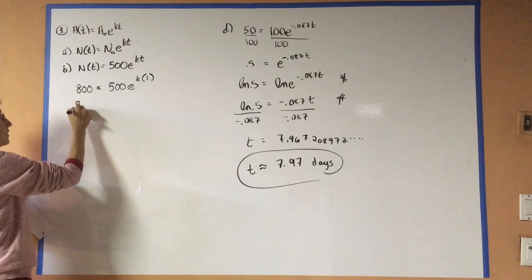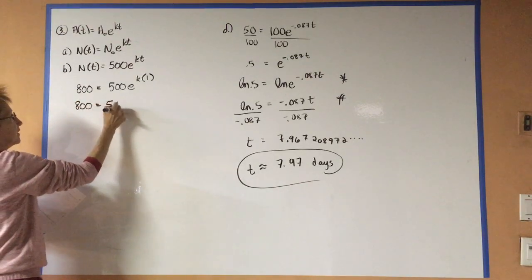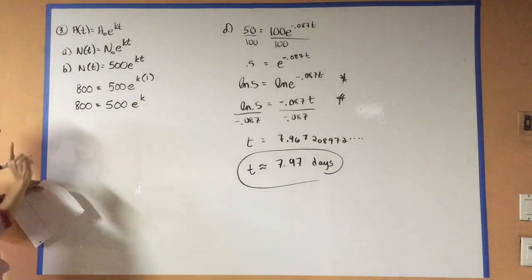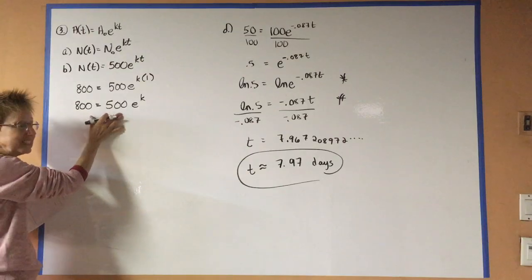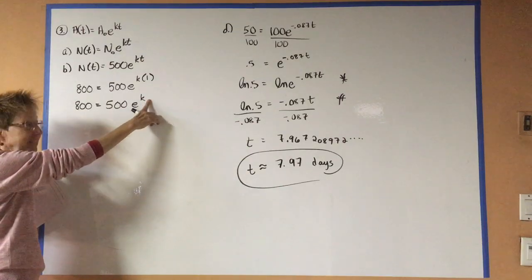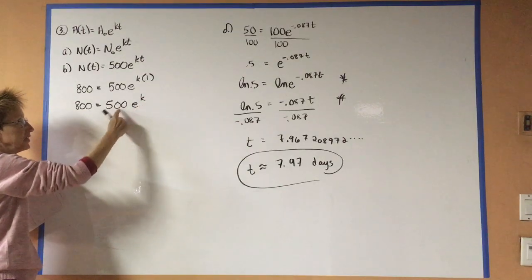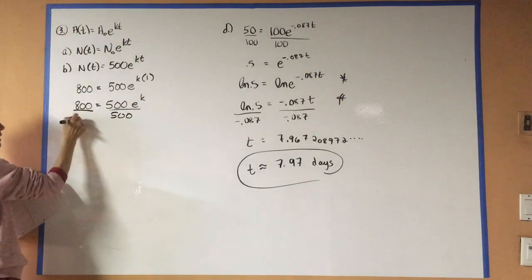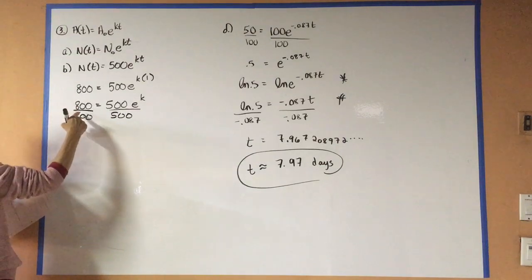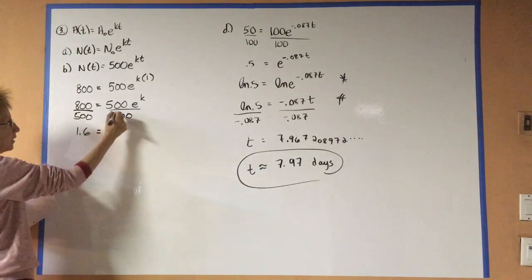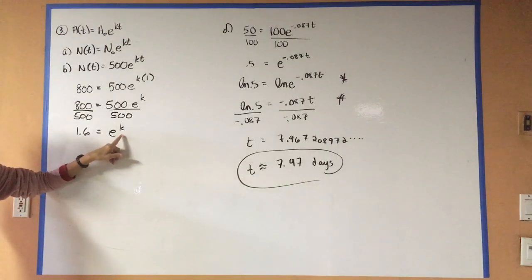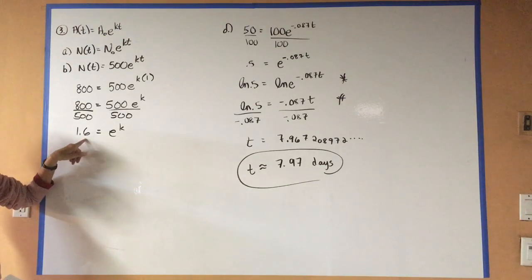First of all, this says 800 equals 500 e to the k times 1, which is just k, right? What kind of an equation is this? Well, it's exponential again. So again, this 500 is not part of that exponent, so I'm going to divide it away so I can see what I have going on for my bases. And this is 1.6 equals e to the k. All right, it's exponential. My base here is e. The base here is 1.6. There's no way I can create same bases.